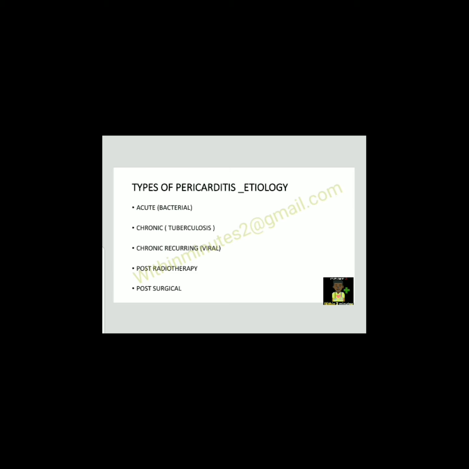Types of pericarditis on the basis of etiology: acute is bacterial, chronic is tuberculosis, chronic recurring is viral, post-radiotherapy, post-surgical, drug-related like due to procainamide, hydralazine, penicillin, and bromelain, autoimmune due to systemic lupus erythematosus, rheumatoid arthritis, uremic, idiopathic, malignant, or traumatic.